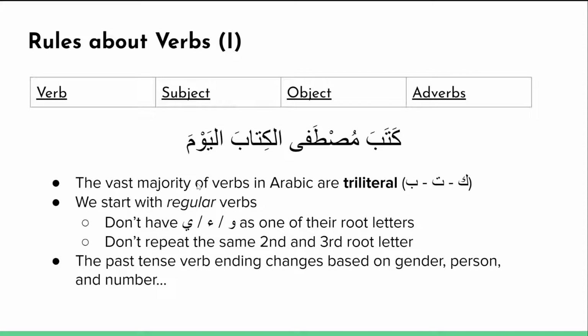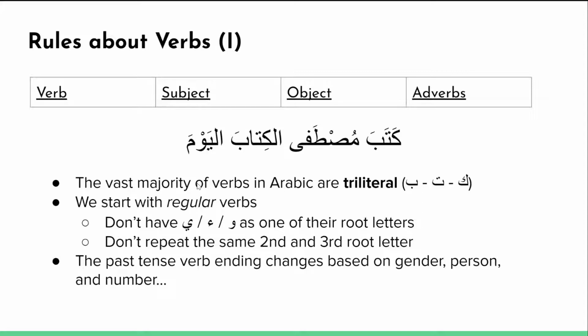We're also going to start off just by discussing regular verbs in Arabic. And what I mean by that is that they don't have a ya, a hamza, or a waw as one of their root letters. So none of these 3 root letters are waw, ya, or hamza. Because if you do have one of these letters as one of your roots, it kind of changes some of the conjugation. We'll get to that in a future lesson. Also, the second and third root letters should be different. Okay, so you cannot repeat the same root letter.